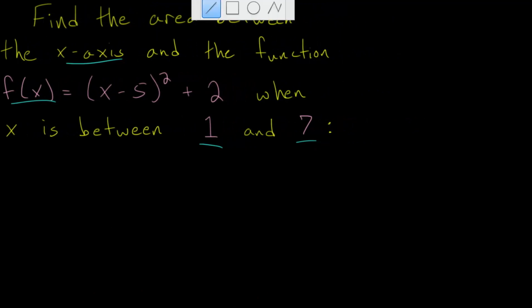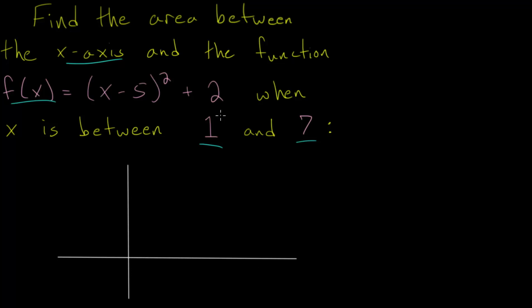Now, I do recommend drawing a picture of this just so that you can get a rough idea of what's happening. We're looking at x values between 1 and 7, so we do need that many tick marks: 2, 3, 4, 5, 6, 7. We'll go one more. And we'll need some y values here as well, so that we can actually plot this function.